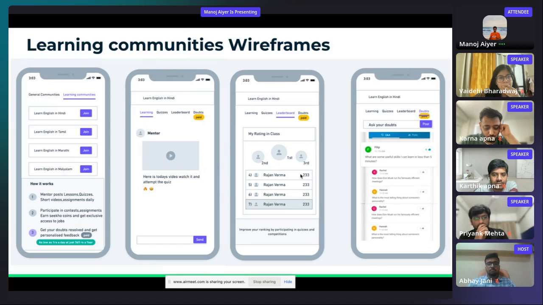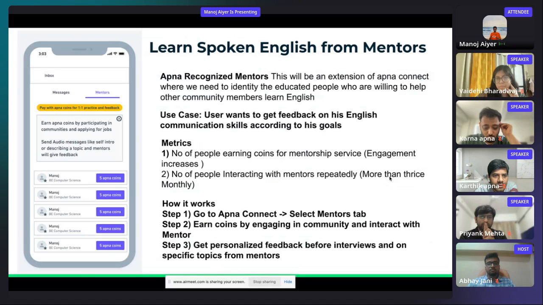So this creates a loop in helping people to make more engagement and also use the coins earned through that engagement to learn more. So here's where the mentor posts, there'll be quizzes, there'll be leaderboards based on the assignment and quiz submissions, and there'll be doubts where people can see others' doubts which are asked. But they need to use their Apna coins for that.